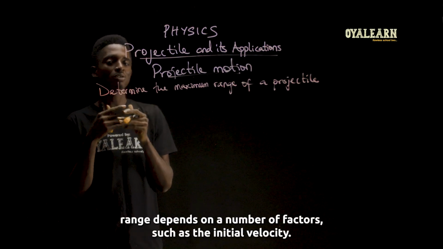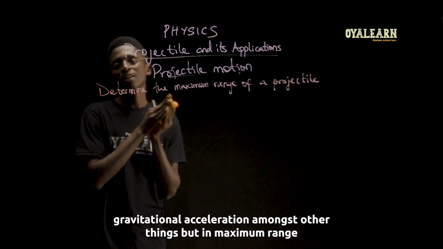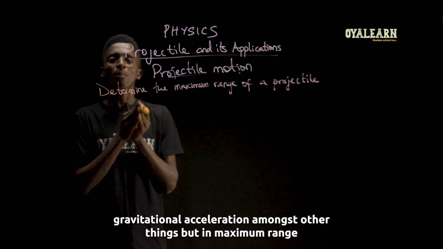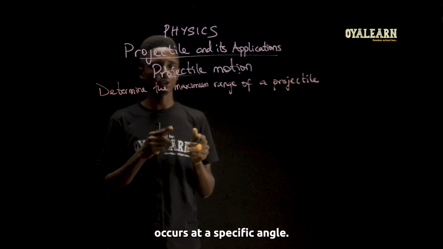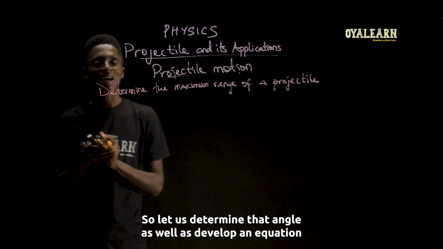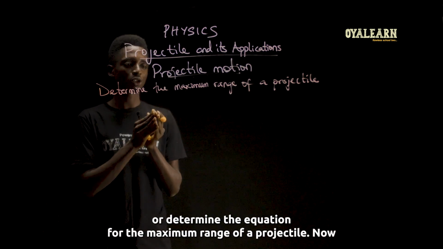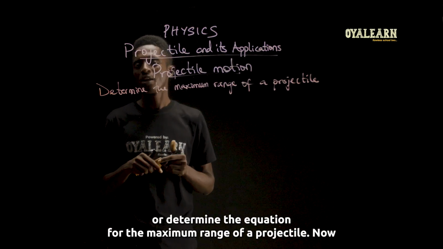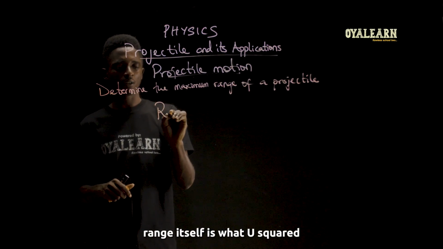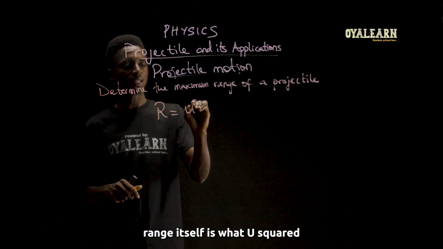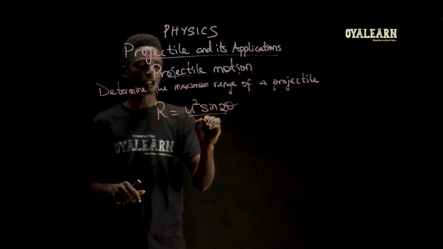Now, you know that range depends on a number of factors such as the initial velocity, gravitational acceleration, amongst other things. But the maximum range occurs at a specific angle. So let us determine that angle as well as determine the equation for the maximum range of a projectile. Now, we know that the range itself is what? U squared sine 2 theta over g.